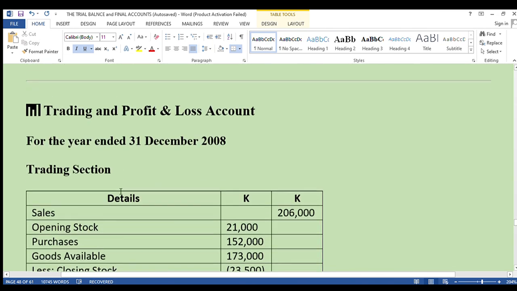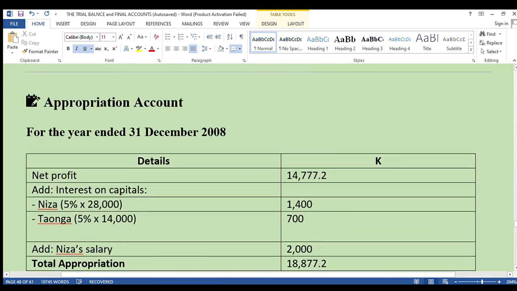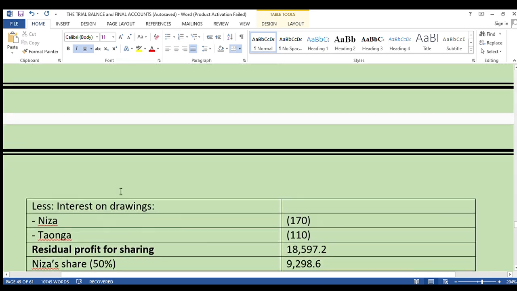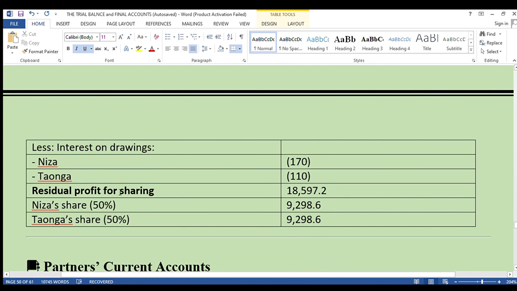Okay, so going back, equally means 50%, 50%, right? So NISA's share is 50%. So 50% of this is this. You just have to get a calculator, you do 50 divided by 100, then you multiply by this figure, you get this. Okay, and Taonga's share is the same amount. So you are done with your appropriation account.